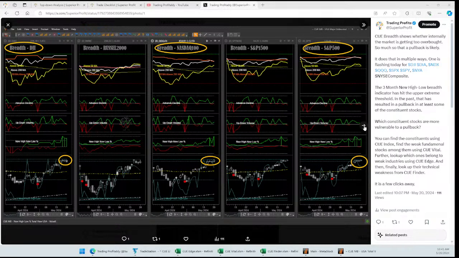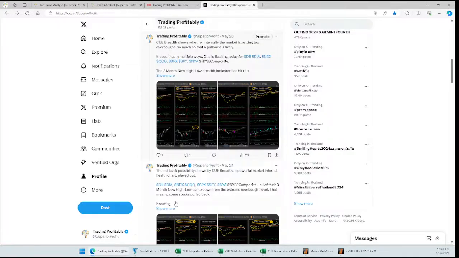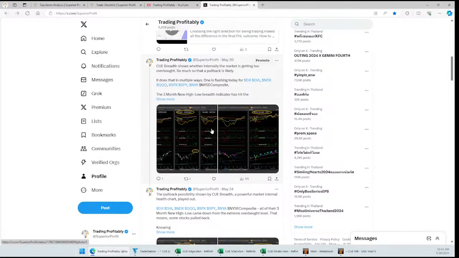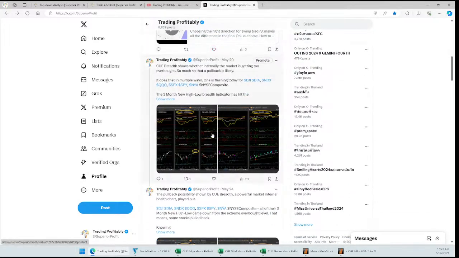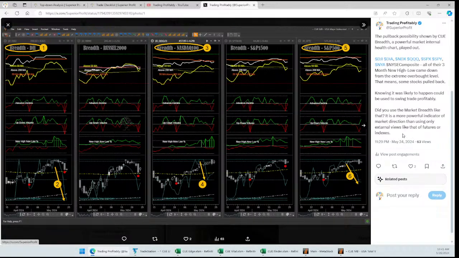Not only for major indexes, I also shared the picture of composites, and I showed for NYSE composite, it hit the extreme overbought level from which a pullback was likely. That is what I shared on May 20th. What happened after that? I shared those snapshots during this weekend, May 24th.